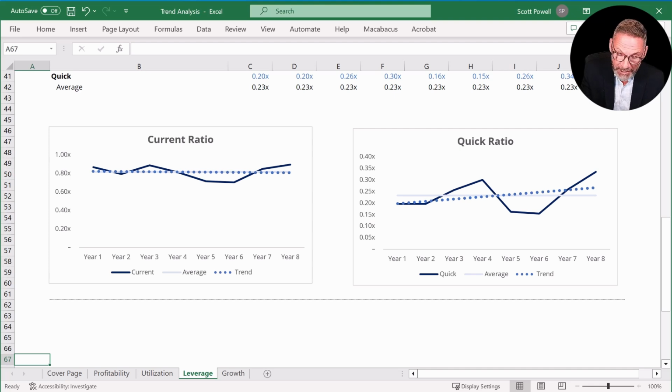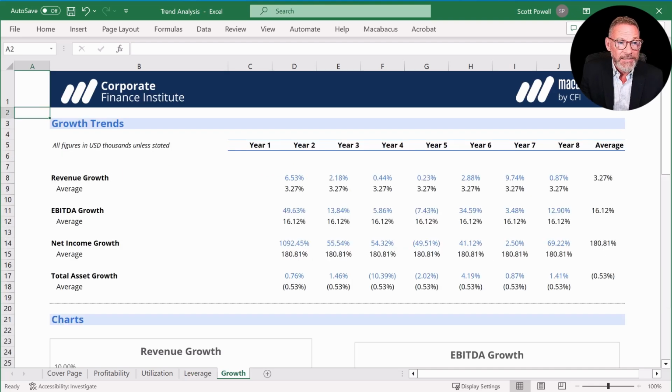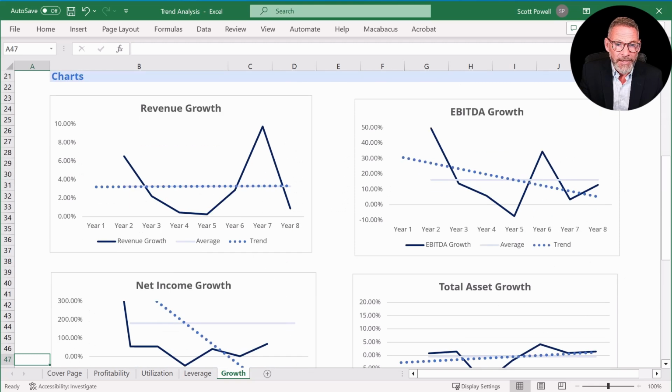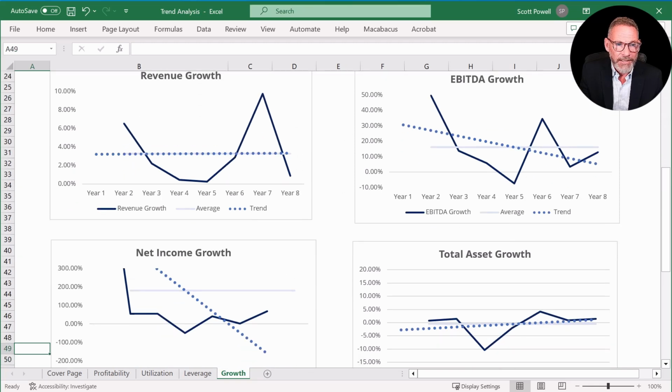Finally, let's spend a bit of time looking at growth. And instead of looking at the numbers, let's go right to the charts. Here we have a lot of volatility. So for revenue growth, you can see there's no trend there. The trend is following the average line because of that volatility. There is a downward trend in EBITDA growth. Again, that looks more self-evident.